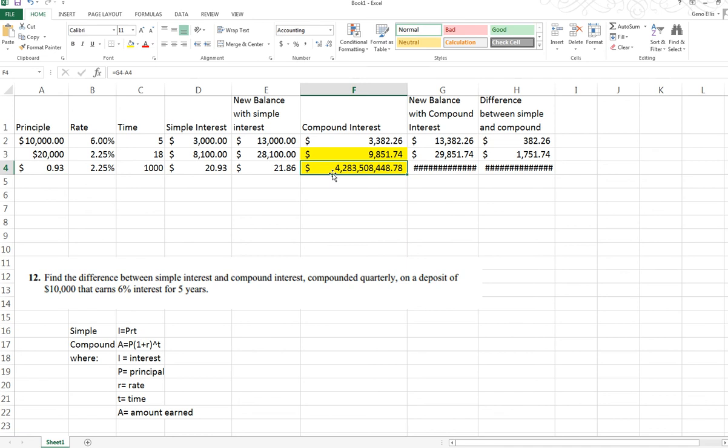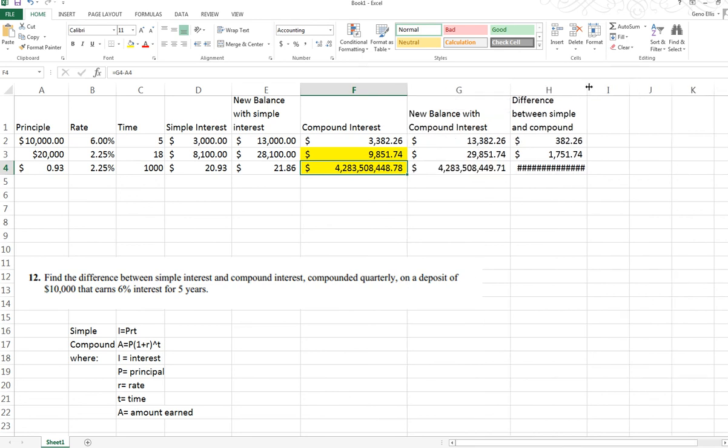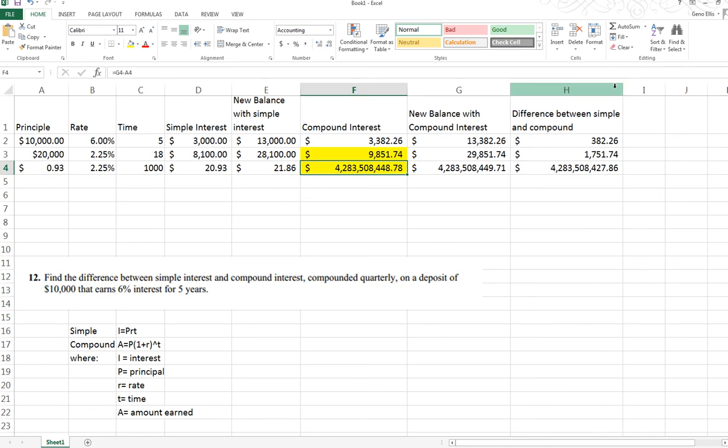That comes out to 4.283 billion. So that would round off to 4.3 billion. So were they correct? Yes. And now the bigger point here that I really want to point out to you is what happens over time between simple and compound interest.